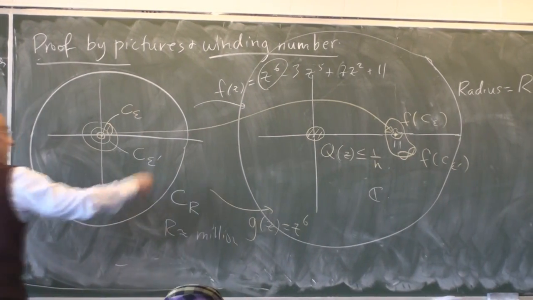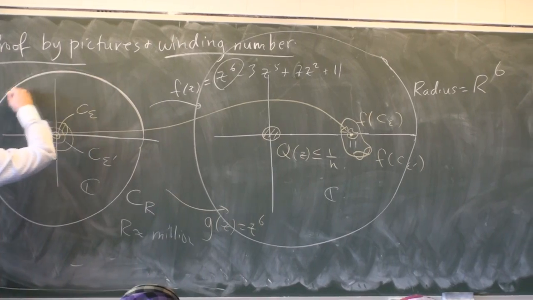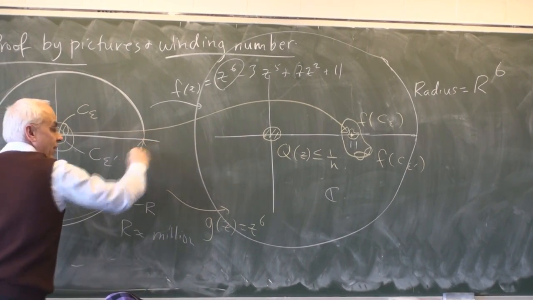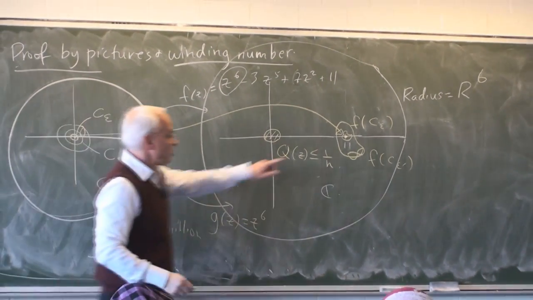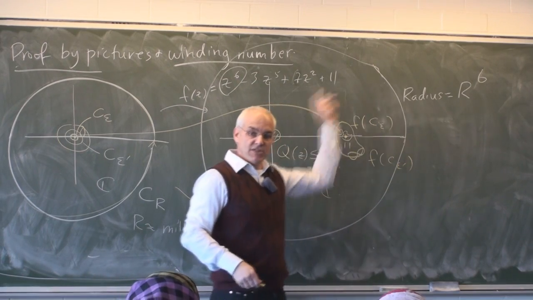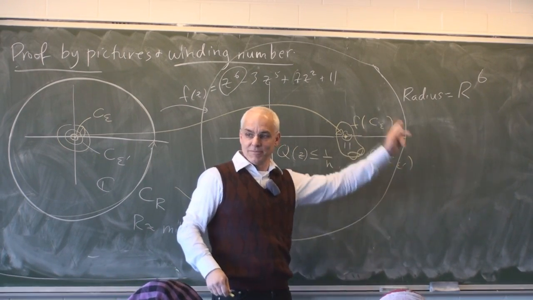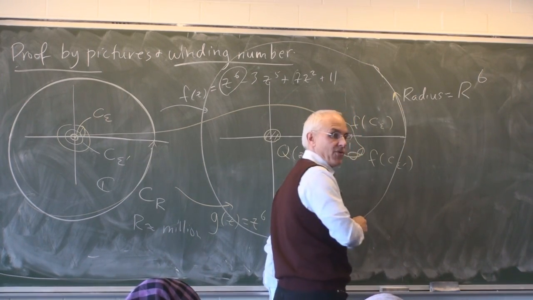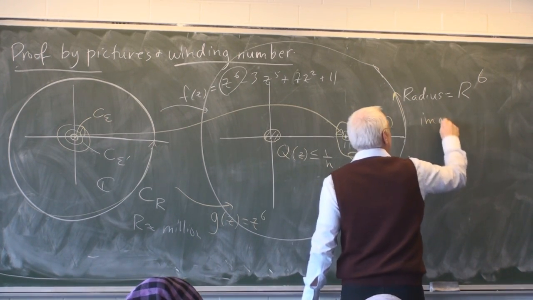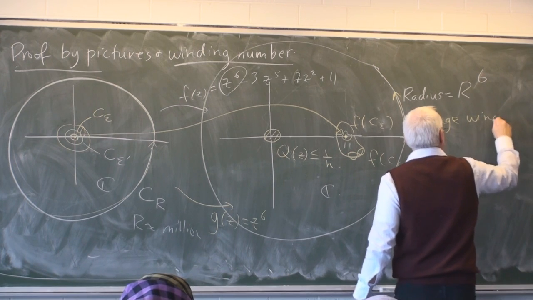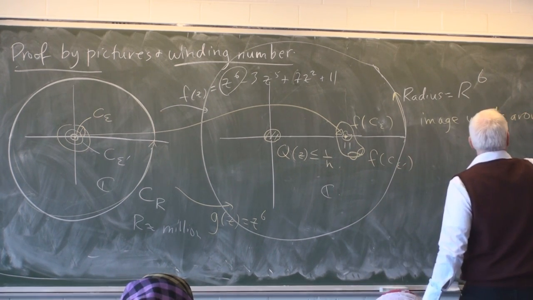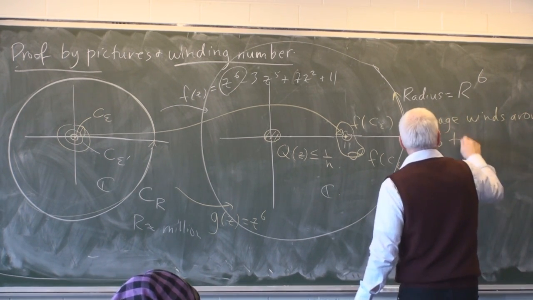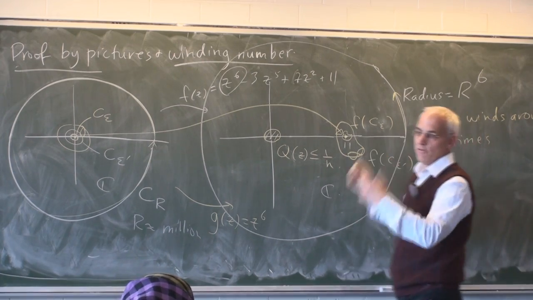But moreover, as we go around this circle once, the image under the z to the 6th map goes around 6 times as fast. So it winds around 6 times. The image winds around, in this case, 6 times. 6 is the degree of the polynomial.